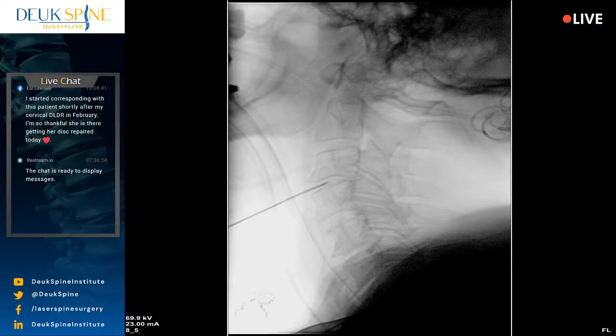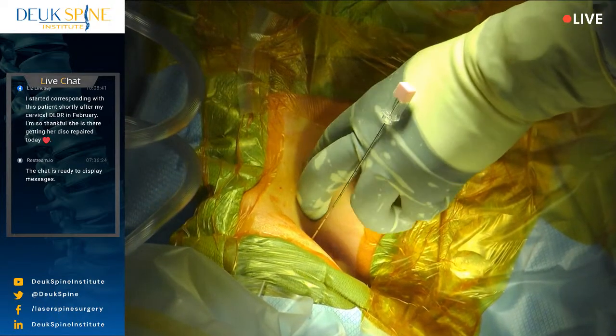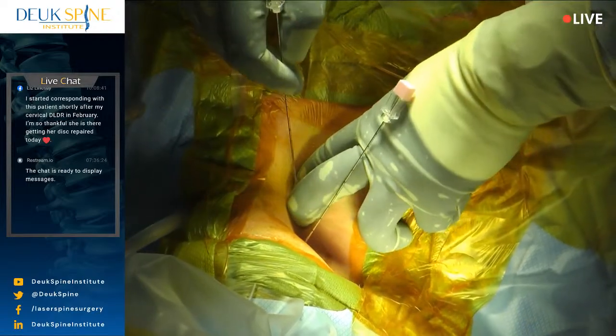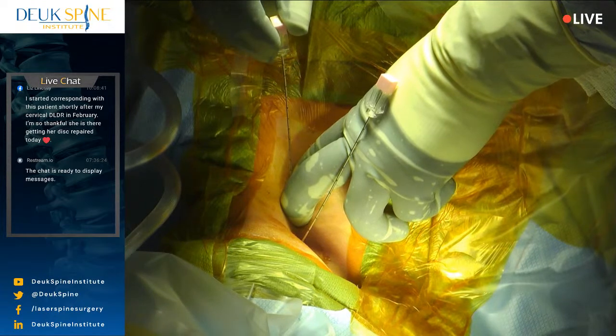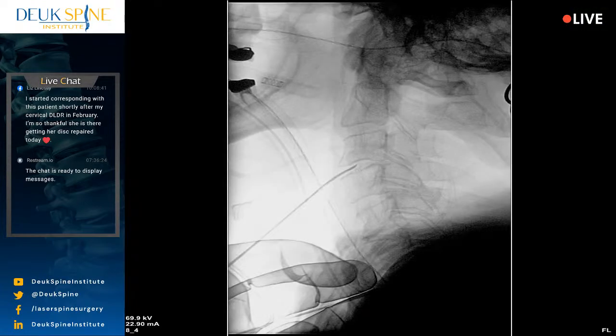There's 6, 7. All right, so I'm going to try to get my needle in 6, 7. Once I have my needle placed, then I know we have a safe path to the disc. I want to make sure I'm not moving 3-4. Shot. All right, so that's even lower than I need to be, which is good. And shot.